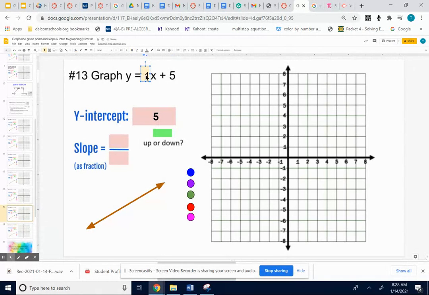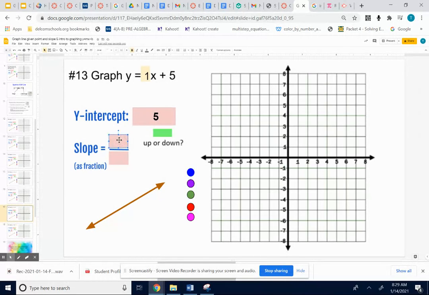It's 1. If you're looking at just x or any variable at all, it's understood to be 1. So x is really 1x. d would be 1d. f would be 1f. So anytime you have a variable and there's no number in front, it's understood to be a 1. So now we know our slope is 1.